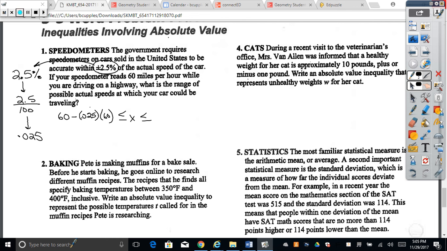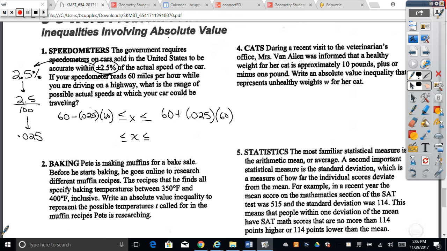But there's a high end as well, and so I could actually do the same thing but in the opposite direction, and take 2.5% of 60 and then add that onto the 60, okay? And so when you do that, you've got your low end and your high end of all cars within the United States.